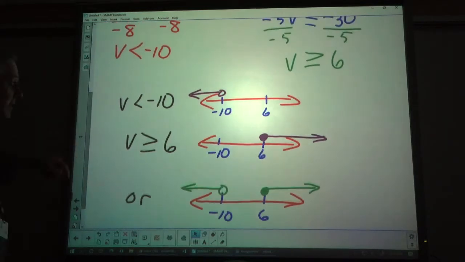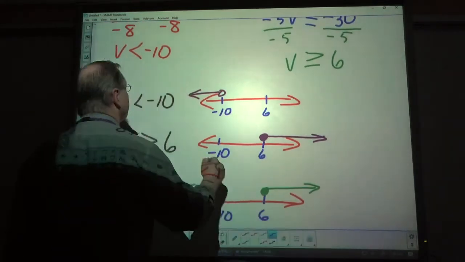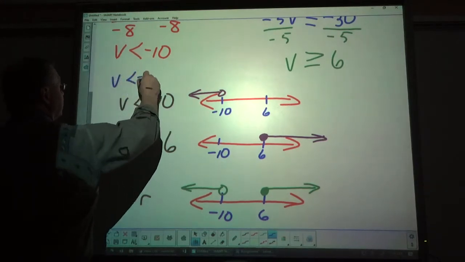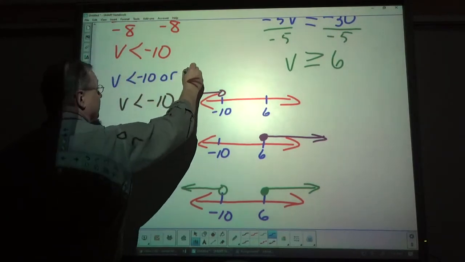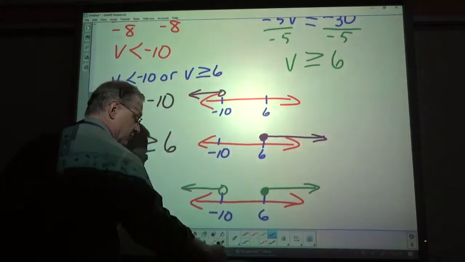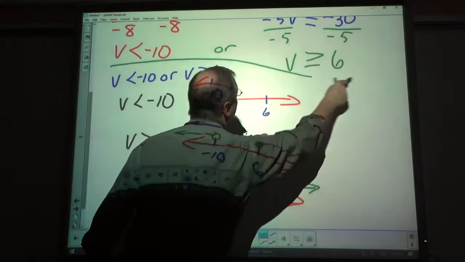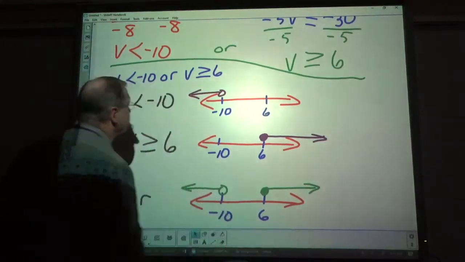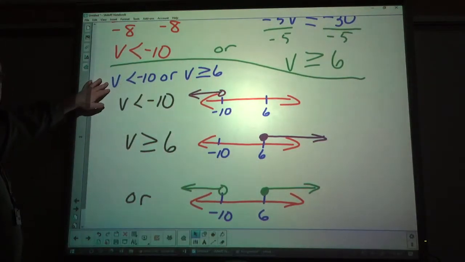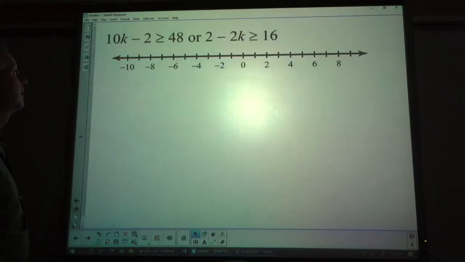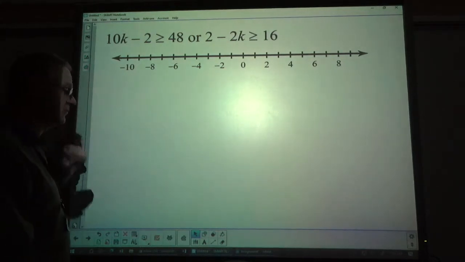And I didn't write it out. Let me write it out. V less than negative 10 or V greater than or equal to 6. I should have written that out in the beginning. It's best to write it fully once so that you can see the whole inequality answer and then write the graph. All right, here's our last inequality. Give it a try, see what you can do.